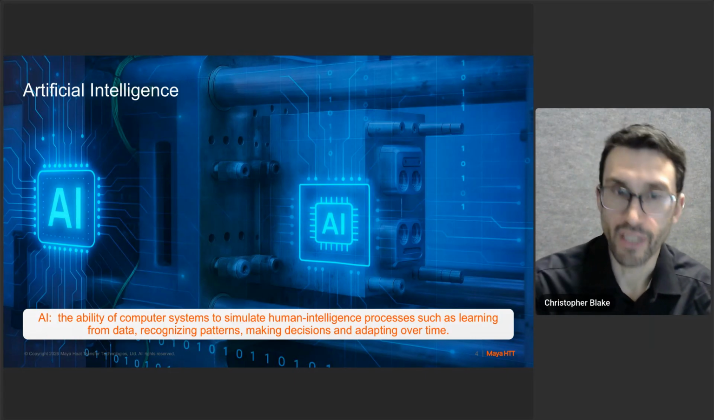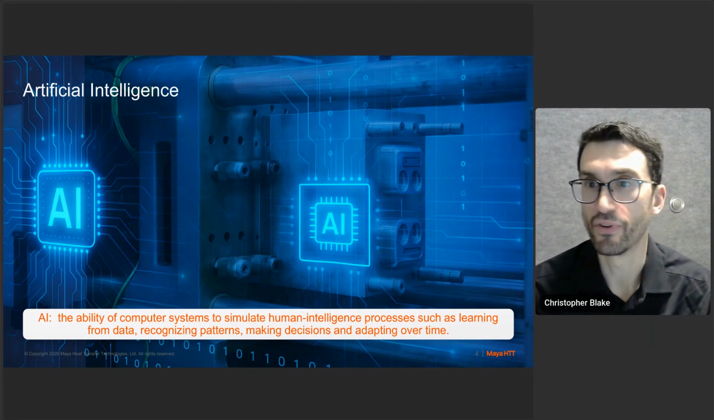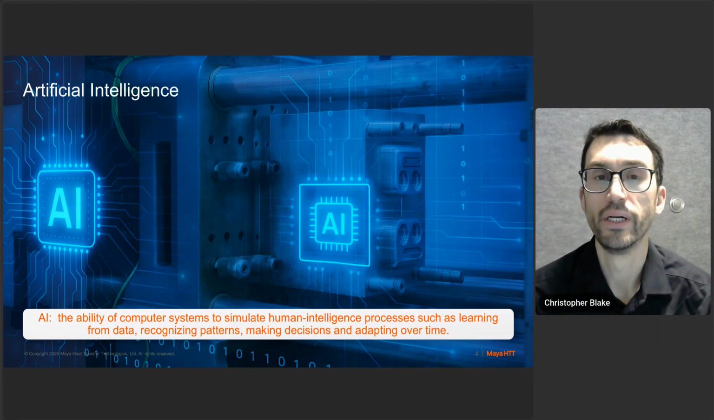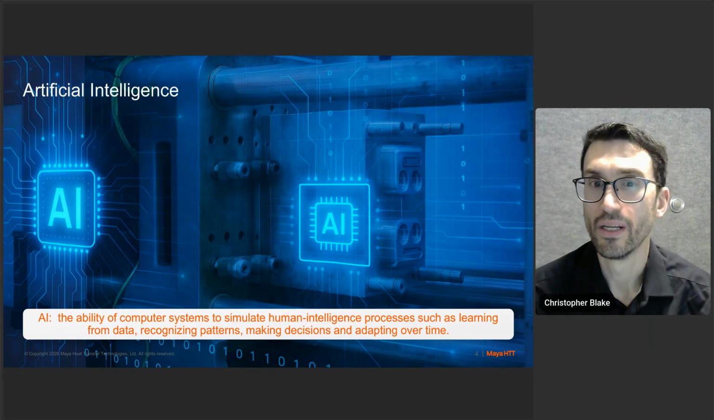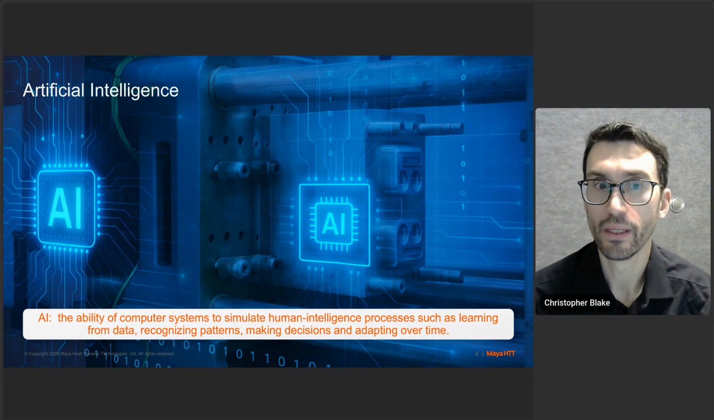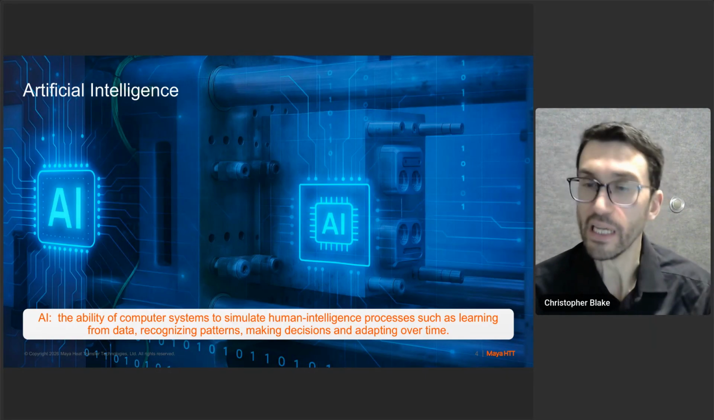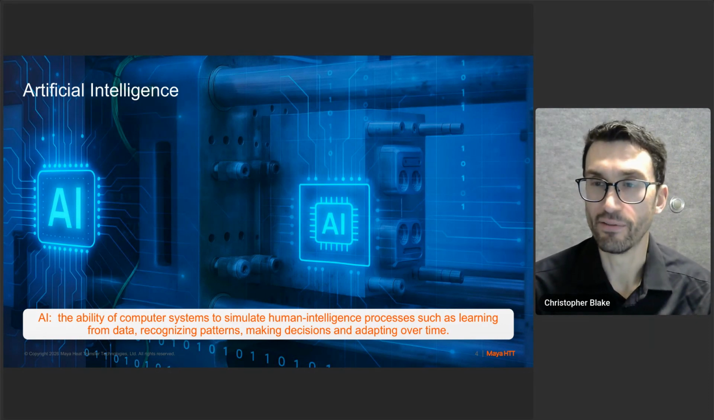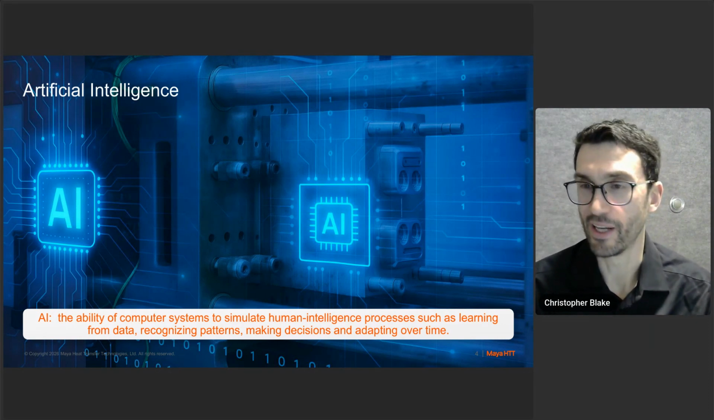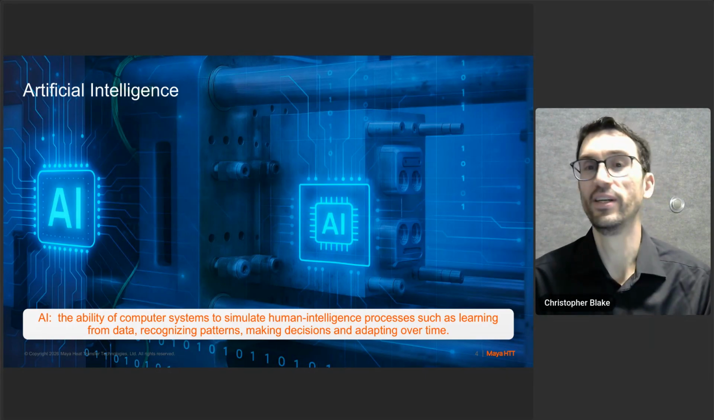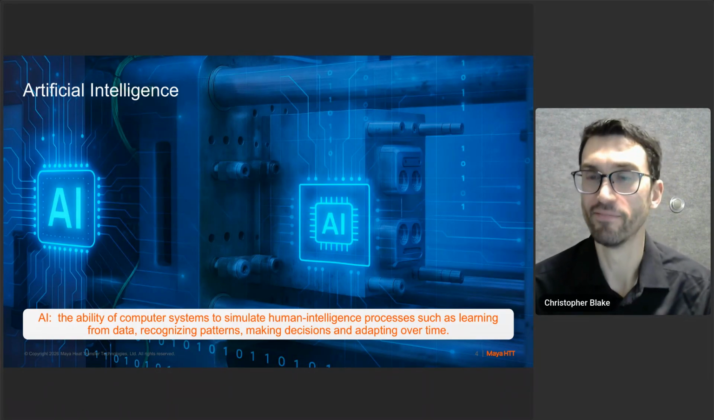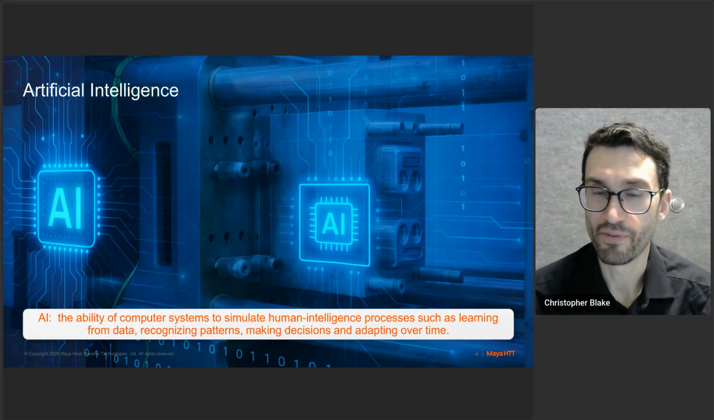So as a definition, artificial intelligence refers to the ability of computer systems to simulate human intelligence processes like learning from data, recognizing patterns, making decisions, and adapting over time. AI doesn't mean the rise of sentient robots or anything like that. That's artificial general intelligence. That's completely different and hopefully the realm of science fiction.